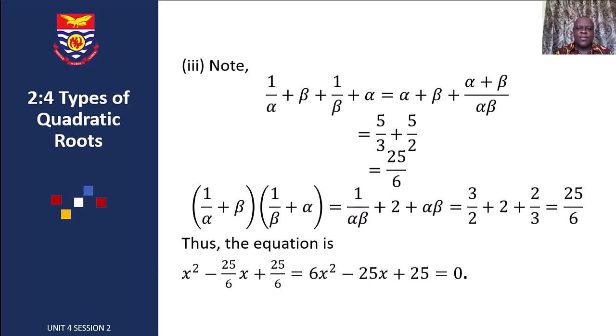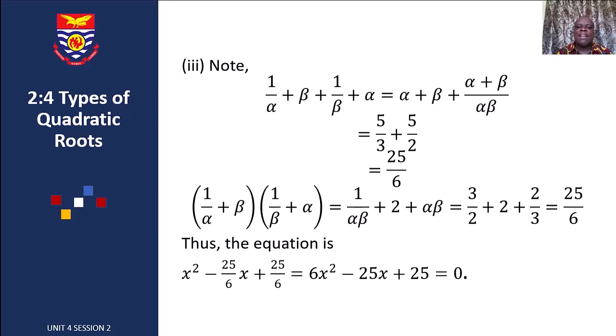Let's look at the third solution. The roots are 1 over alpha plus beta and 1 over beta plus alpha. So we first find the sum by way of adding. So 1 over alpha plus beta plus 1 over beta plus alpha. Then we can bring beta plus alpha together, and then 1 over alpha plus 1 over beta also together, so that we find the LCM for 1 over alpha plus 1 over beta and simplify it, so that everything becomes alpha plus beta over alpha beta. Then we put the values in place.